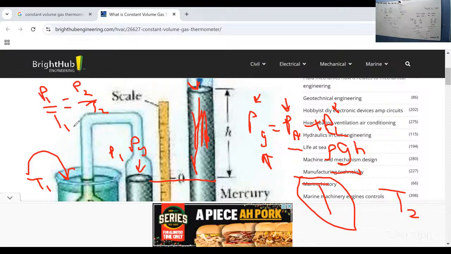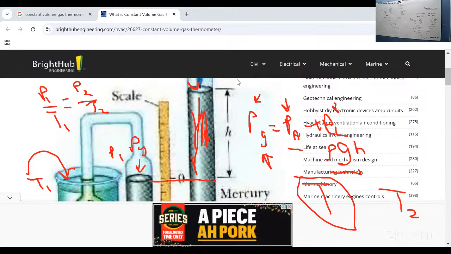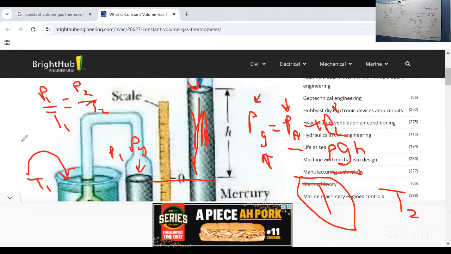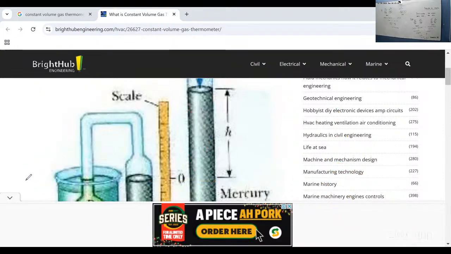Okay with that? So that's the way it works, and you see how complicated it is to set up. That's one of the reasons why we don't really use it in the lab. But if you have the Charles's law or pressure law experiment set up, you can do it. That's basically how it works.